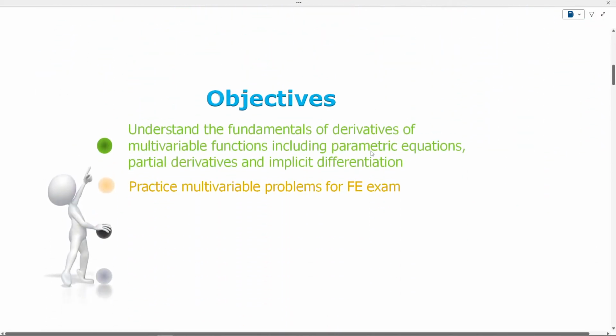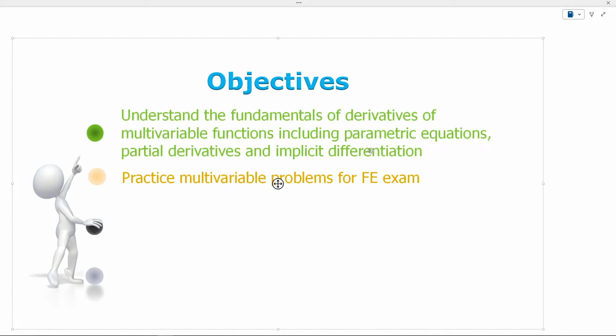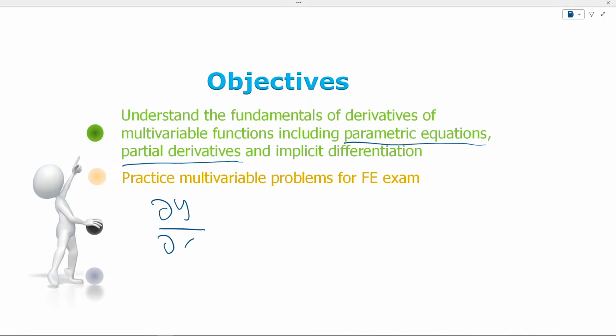What we did in the previous part, we looked at parametric equations. We looked at the partial derivative, like dy with respect to dx, for example. Here we will look more at implicit differentiation. These two are more like math type of things, but the reason I'm covering them is that I found them in the FE exam. So this would be more like a math lesson, basically.